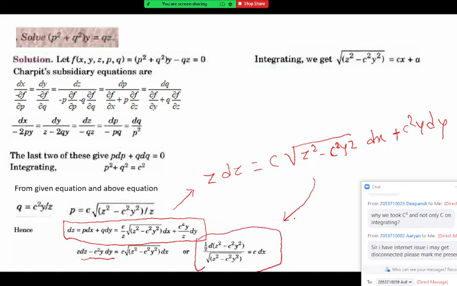Is it okay? Is it clear? And now you can integrate, because terms of z and y are on one side and terms of x on the other side. Now you have to think of a formula which we can integrate.